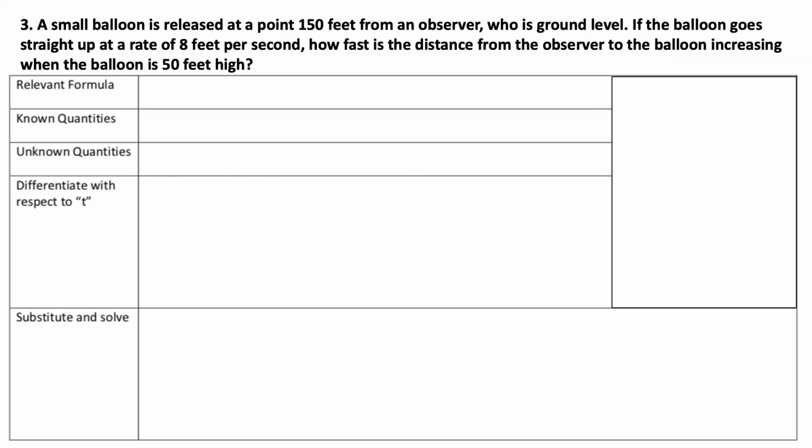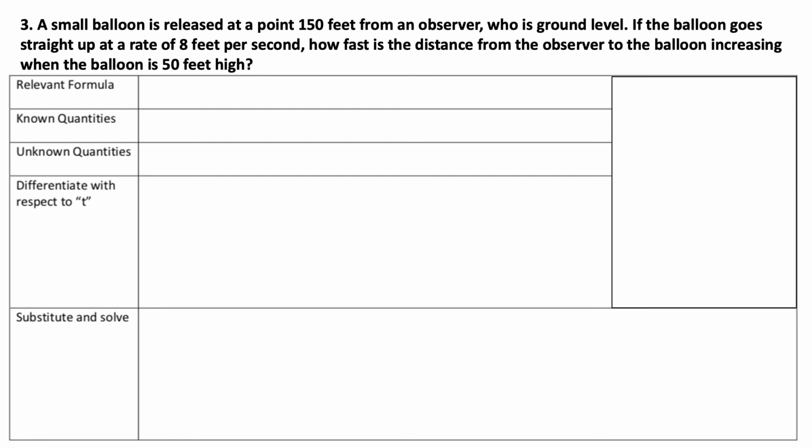Okay, our last problem of the day. A small balloon is released at a point 150 feet from an observer who is at ground level. If the balloon goes straight up at a rate of 8 feet per second, how fast is the distance from the observer to the balloon increasing when the balloon is 50 feet high? Again, maybe you can see what's going on, but for me, I'm going to definitely sketch just a quick picture to make sure I know exactly where everything goes.